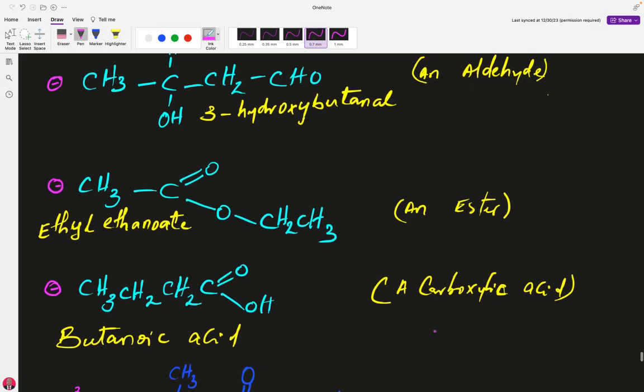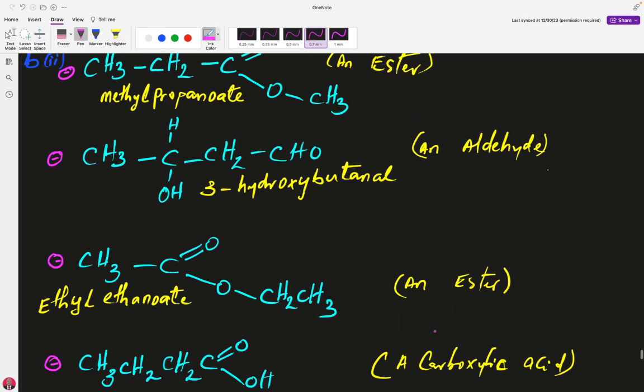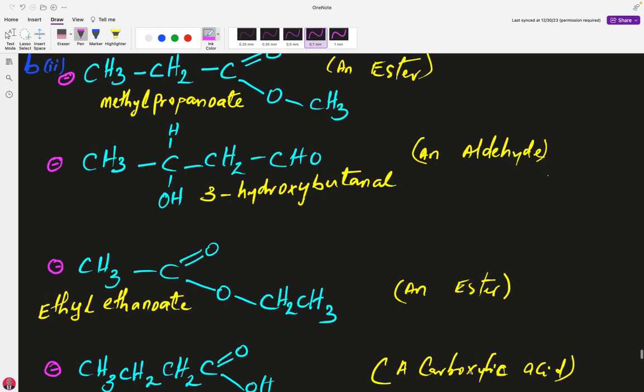So going through, we have seen that from all these, there are different functional groups. This is a carboxylic acid functional group. We have this an ester, this an ester. This is a functional group. We have this an aldehyde functional group.